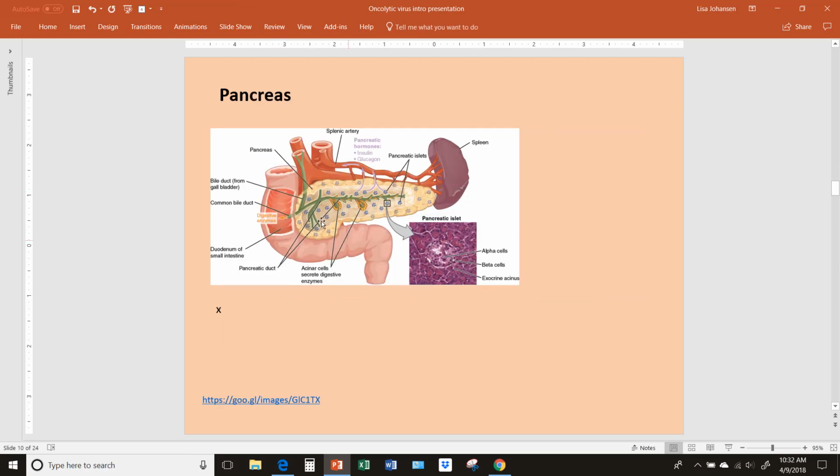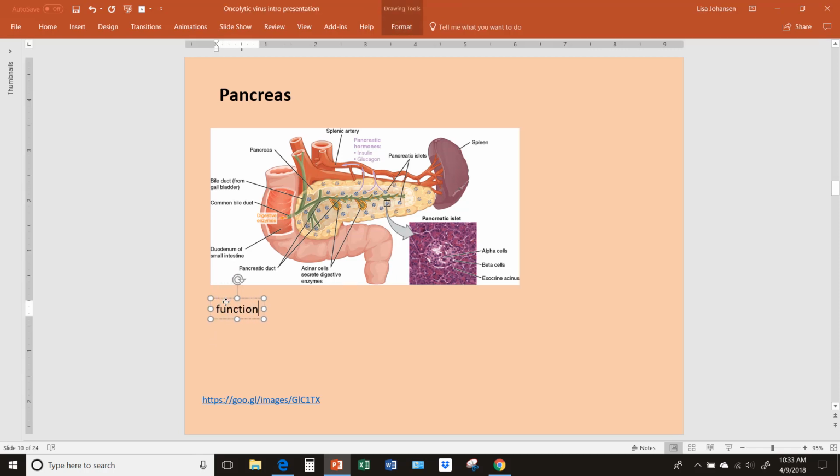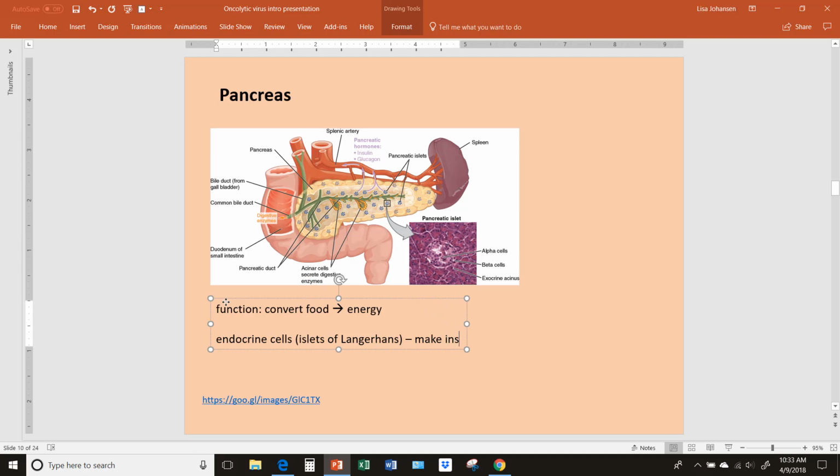So here's the pancreas, and here's the small intestine. So the pancreas's function is to help convert food to energy. So there's two types of cells. The endocrine cells, which are found in the islets of Langerhans. They make insulin and glucagon to regulate blood sugar levels.